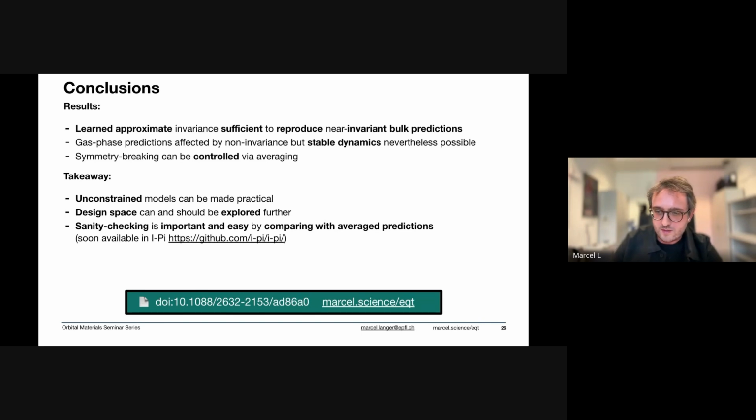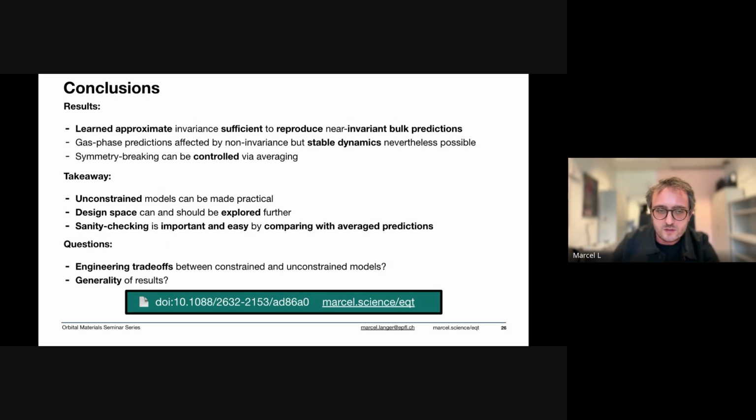And one way to do this, as I've shown, is averaging, comparing with an averaged model. This is functionality that we're integrating, for example, in IPy, which is an ND code that the lab is developing. But in general, this is also not a particularly difficult thing to implement in any given model.